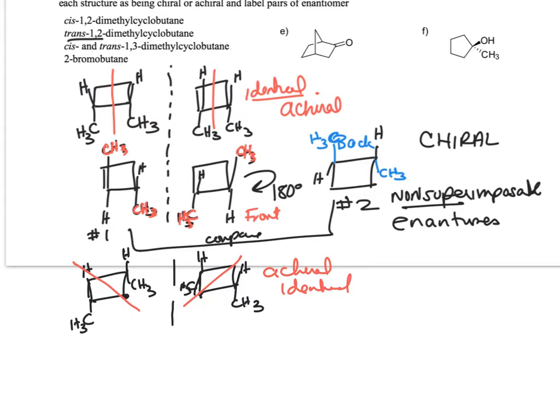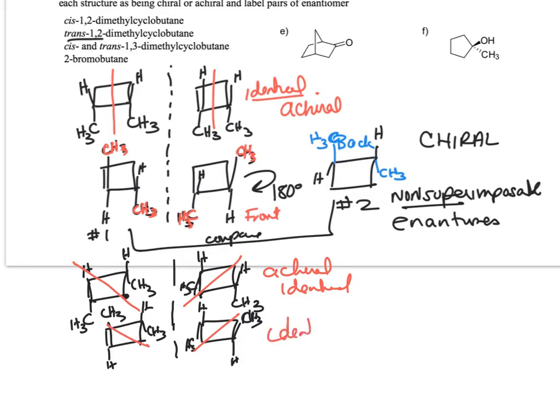Okay, now if you do the trans, so to draw the trans here, we draw the mirror image. So this one has the CH3 going down, this CH3 going up, and these are also identical. So those are achiral.